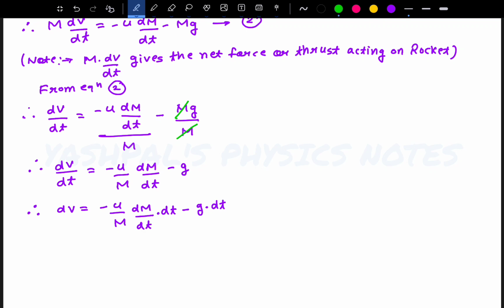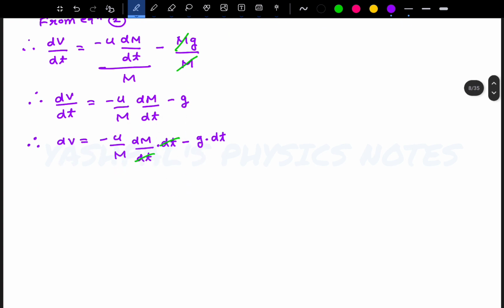Here again I can cancel out this term, dt gets cancelled out. So write the remaining term. Therefore dv equals minus u dm by capital M minus g dot dt. So this was our equation number 3. Give this as equation number 3. So in equation number 3 we get dv equals minus u into dm upon capital M minus g dot dt.